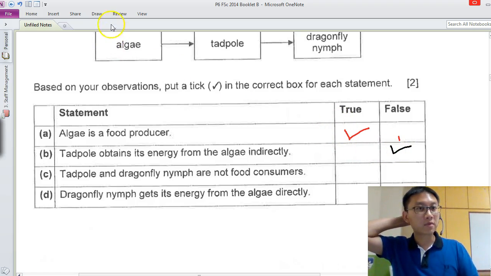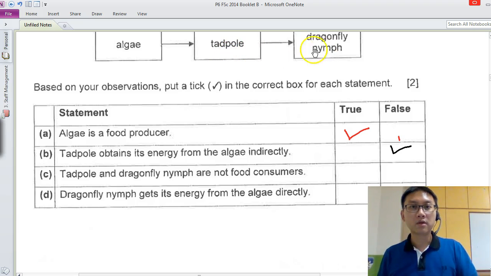Tadpole and dragonfly nymph are not food consumers. So my tadpole and dragonfly nymph, are they not food consumers? No, they are. They consume food. So they eat something, so they are called food consumers. So this is false.